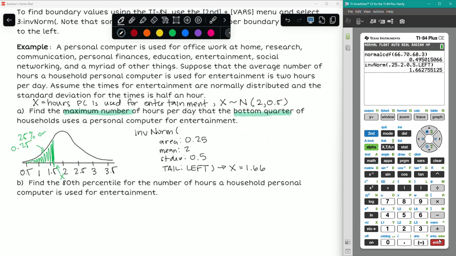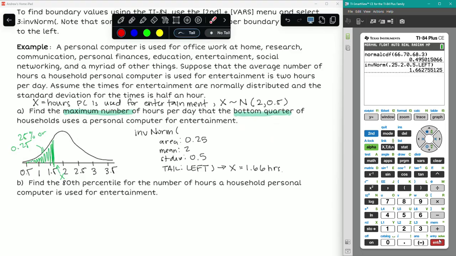And specifically, this is a number of hours, 1.66 hours per day that the bottom quarter of households use a personal computer for entertainment. So the bottom quarter of PC entertainment usage, it caps out at 1.66 hours. If you look at where we marked in the table, we marked our boundary, our guesstimate, as a little bit bigger than 1.5, and that matches that prediction. So we did pretty good in guesstimating where our upper boundary was for that picture.